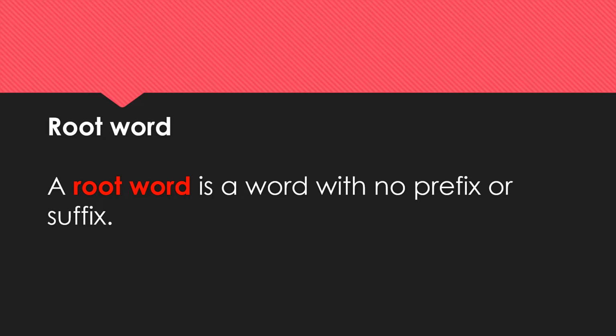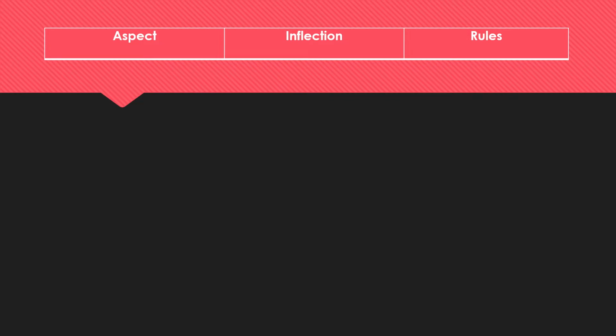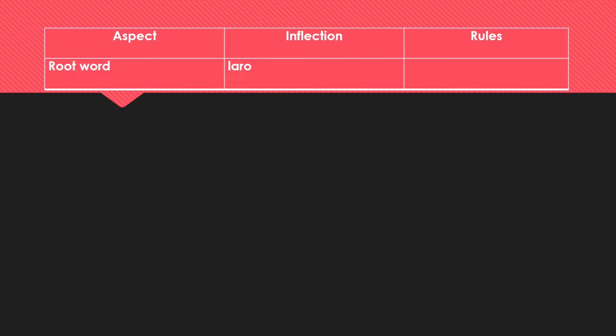Root word. A root word or a stem word is a word with no prefix or suffix. For example, laro. It means play. Now, let us look at the aspect, the inflection, and the rules of the example verb that we used earlier, laro, meaning play. So the root word is laro. No rules for that. It's just a root word.